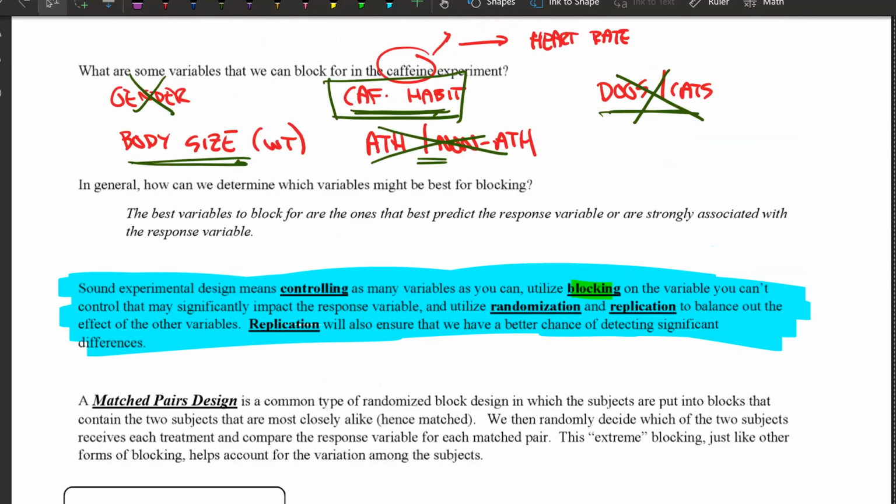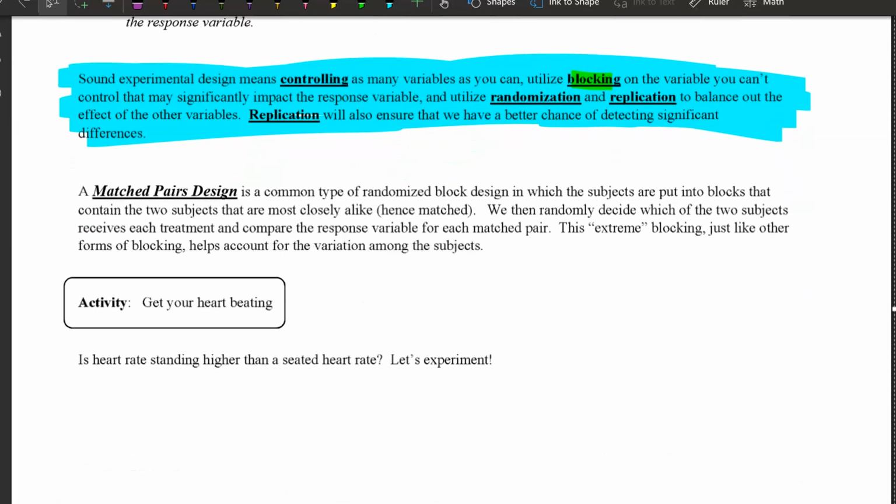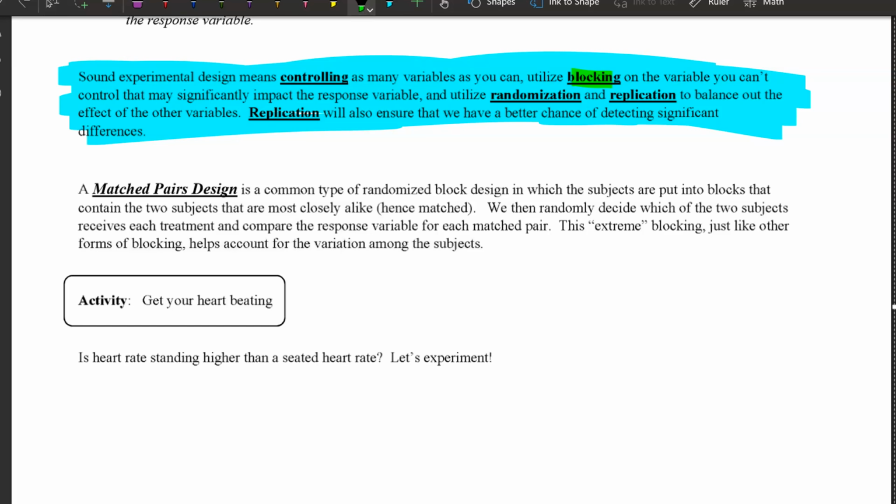All right, so we just got done talking about blocking. And a matched pairs design is kind of, well, a blocking technique. I always think of it as a very extreme type of blocking. So a matched pairs design is a common type of randomized block design in which the subjects are put into blocks that contain two subjects that are most closely alike or related.